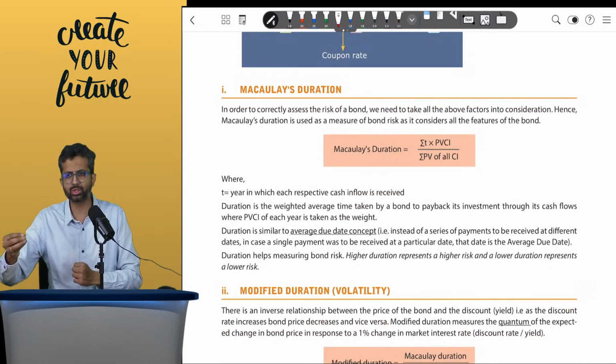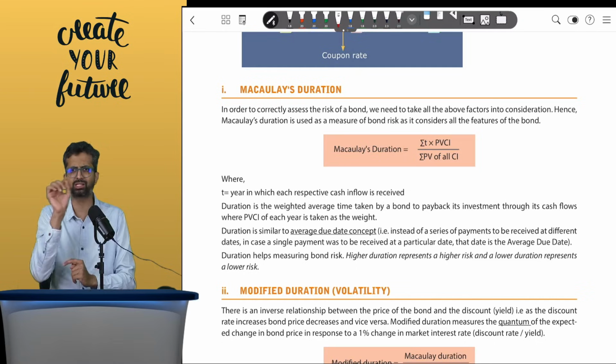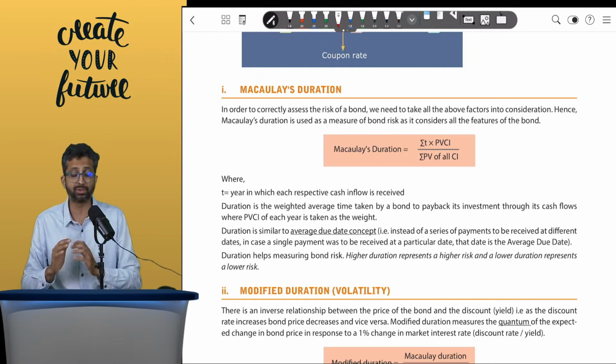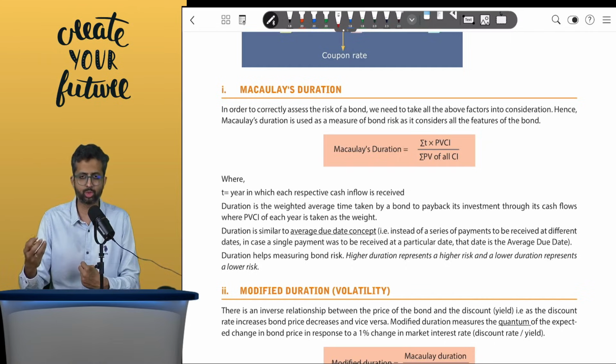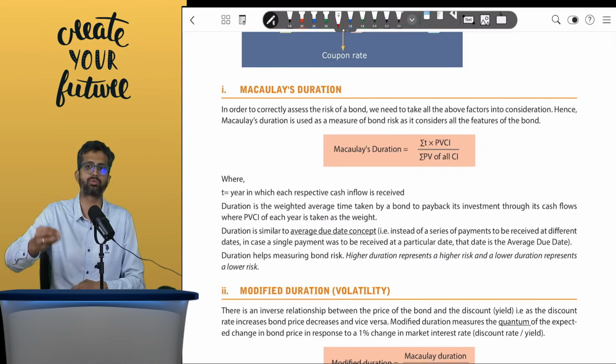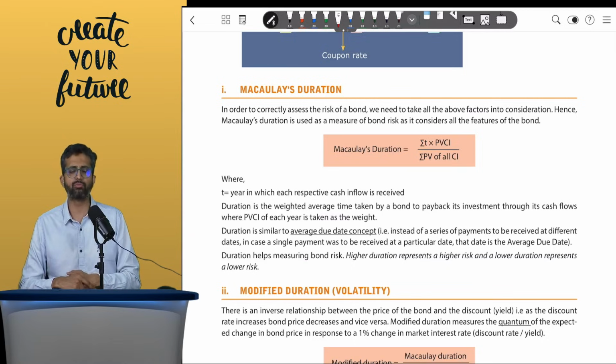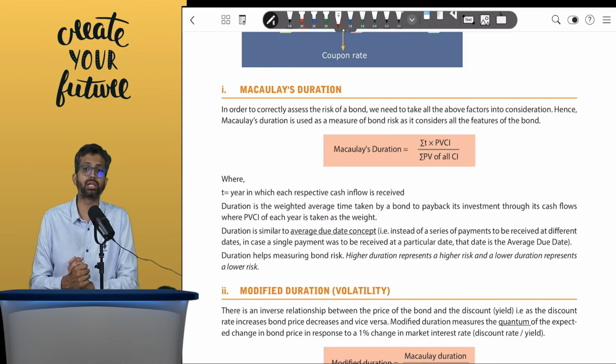It is like the average due date or payback period concept, where you take summation of t into the present value of cash inflows upon the summation of present value of all cash inflows. That will give you the Macaulay's duration, which is a measure of risk which will be used for the purpose of, let us say, something like a modified duration.